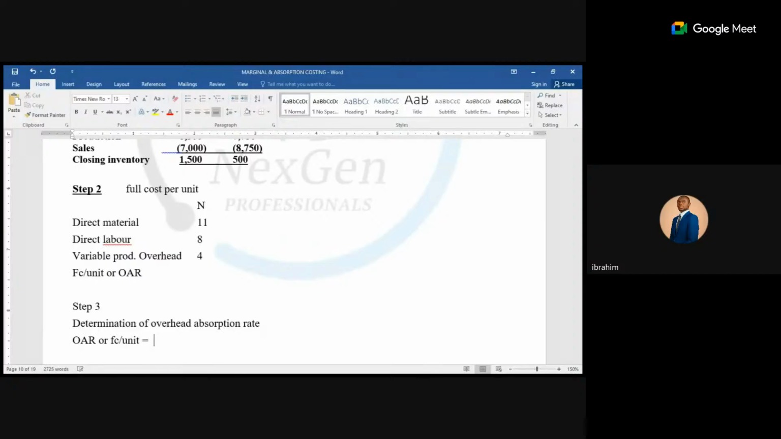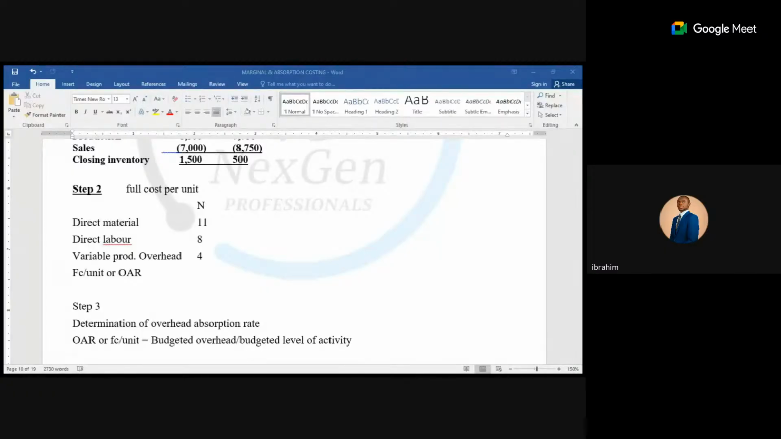OAR equals budgeted overhead divided by the budgeted level of activity. Don't forget, I said in our previous lecture that how the company will absorb their overhead, absorption meaning consumption, is based on the company policy.